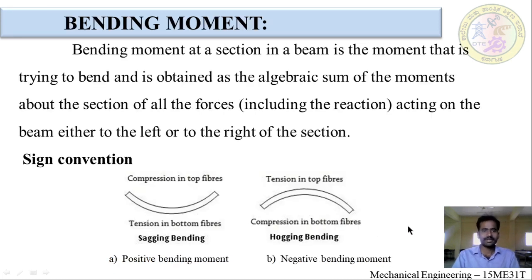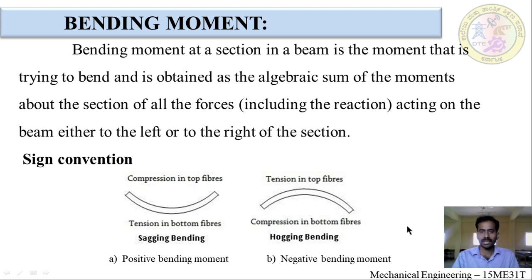Now, what is a bending moment? The bending moment at a section in a beam is the moment that is trying to bend the beam. Due to load, the beam is trying to bend. So that effect is called the bending moment.